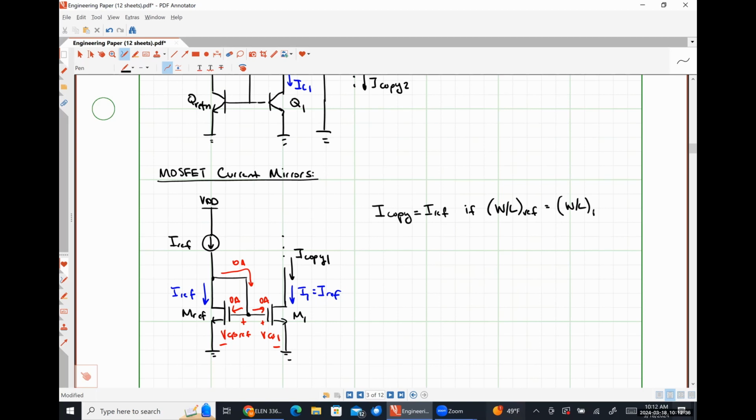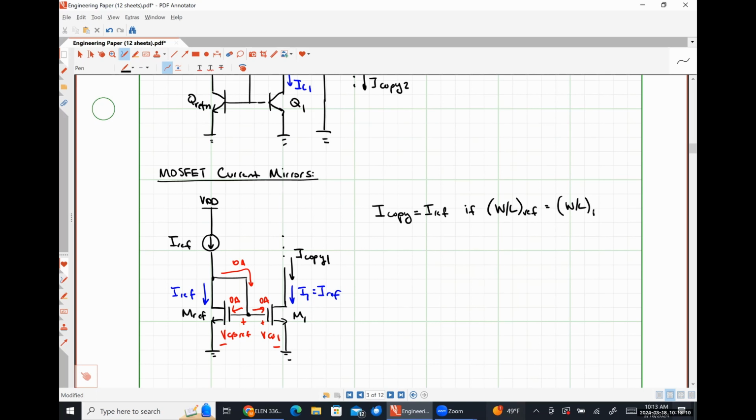And by the way, all of these relationships that we've just talked about, we are assuming that channel length modulation is neglected, but that is obviously going to have some impact because if they have different VDS values, then the ratio of the current is going to be slightly different. Is there any reason why we would ever need to connect a source follower transistor to a MOSFET current mirror? No, not at all. So it doesn't get more complicated than this for a simple current mirror.